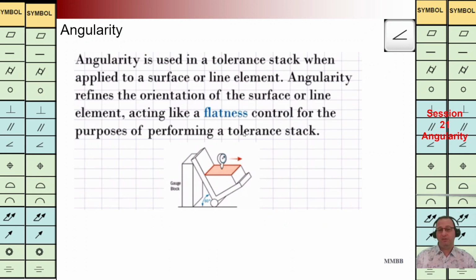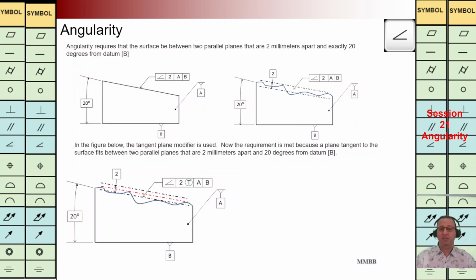I would like to highlight whenever we are going to use angularity, somehow we are going to control the flatness, but by adding the T, we are going to take care about the angle.